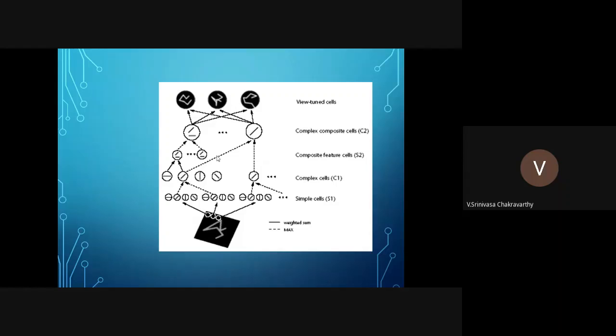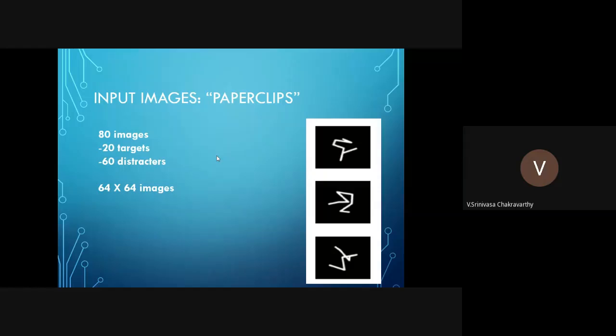After that, they just project it onto one layer of what are called view-tuned cells. These neurons respond whenever you show a paperclip object from a certain view. And that last layer of weights is trained using the simple delta rule, like your perceptron. So it's a very simple model. It's trained on 80 images, 20 targets and 60 distractors. These are 64 by 64 size images of paperclip objects, like those shown in the figure here.